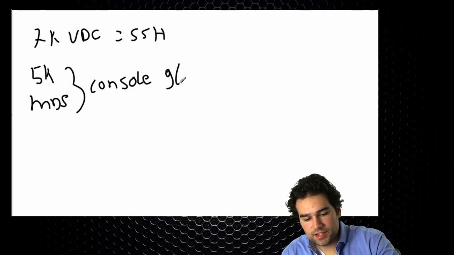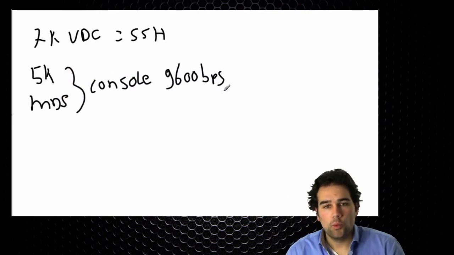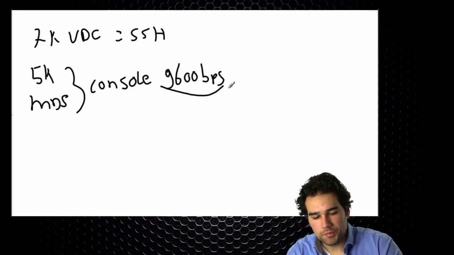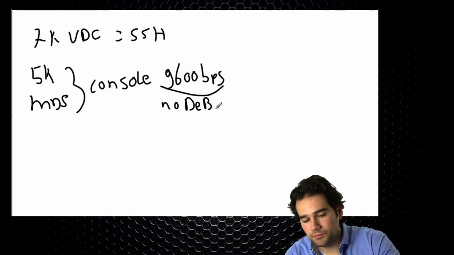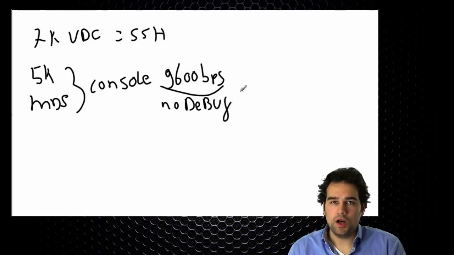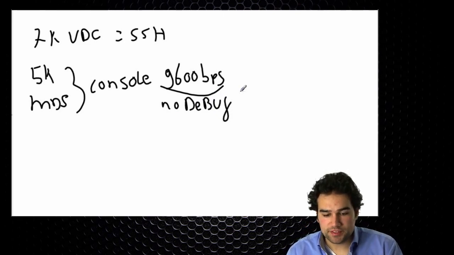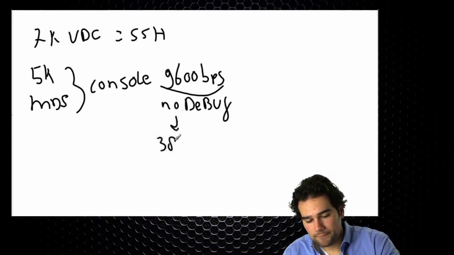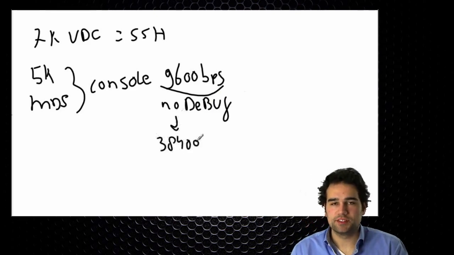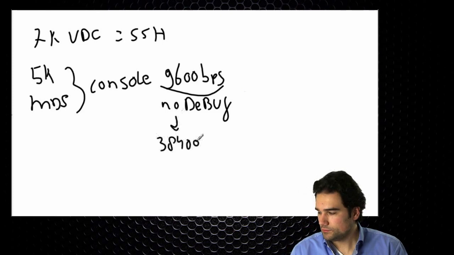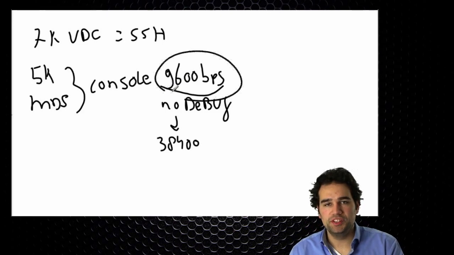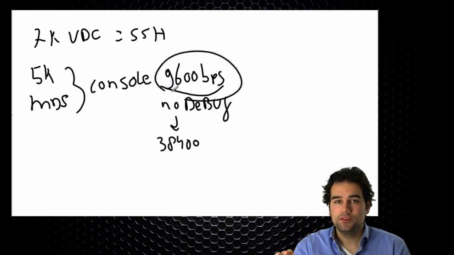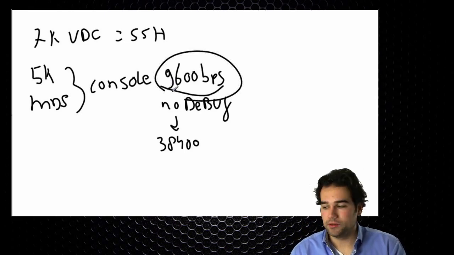This console access is set to 9600 bits a second. And why do I specifically mention this? Because when this is set to 9600 bits a second, there is no debug command that I can do. Debugging on the Nexus 5K or on the NX-OS requires the 38400 bits a second console speed. So because we are running 9600 bits a second, we will not be able to do a debug command on the Nexus 5K. It's just not possible. You need to do debugging towards a log file if you want to do that.